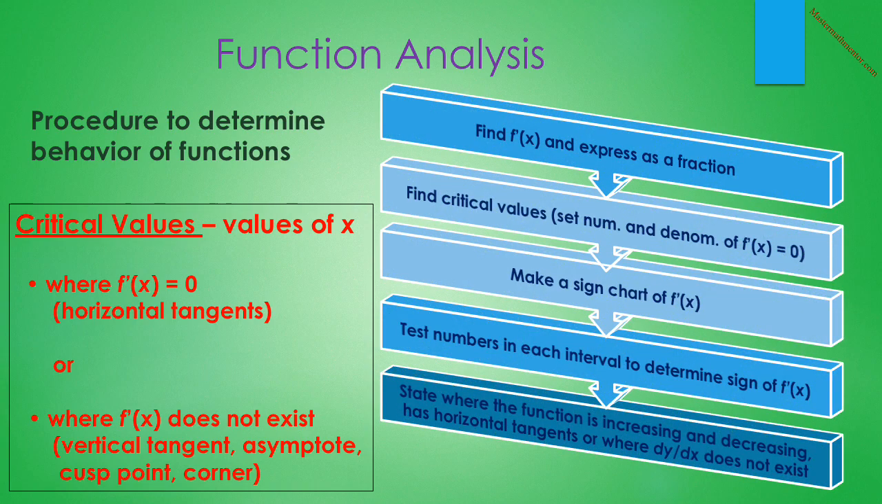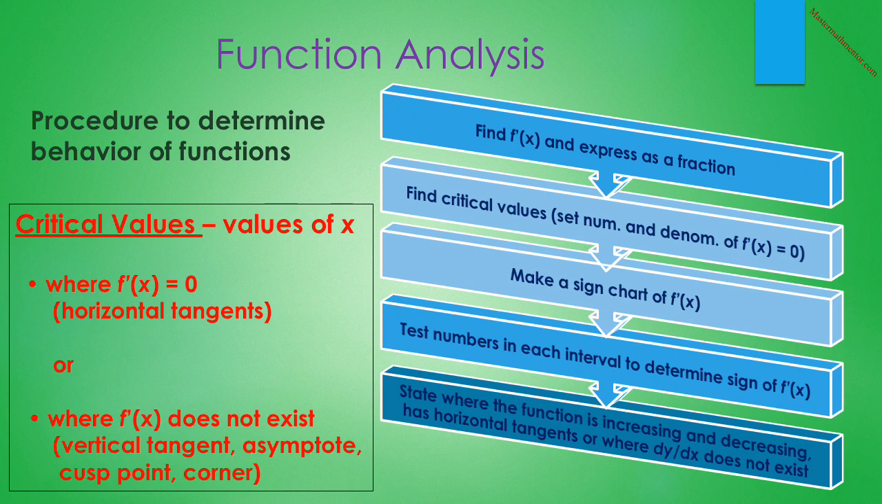Here's the procedure. We first find f prime of x using our derivative rules and express it as a fraction. It is best to have both numerator and denominator in factored form. We then find the critical values. We set the numerator and denominator of f prime of x equal to 0 and solve.